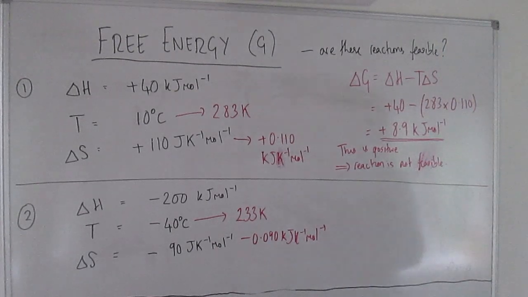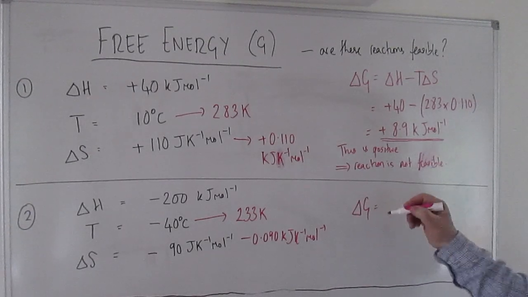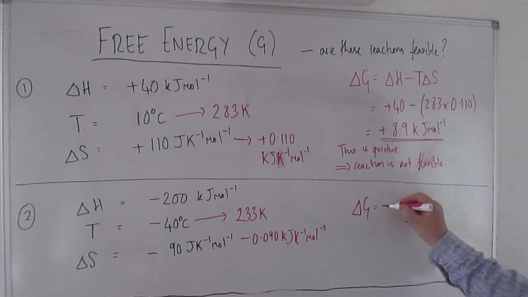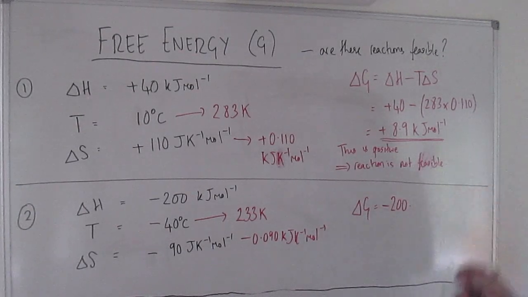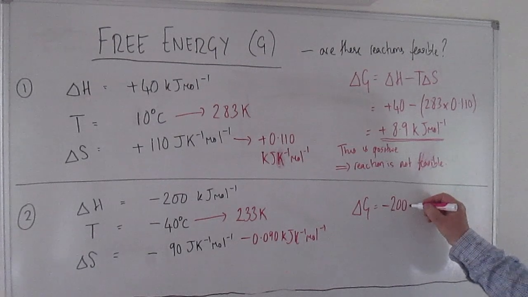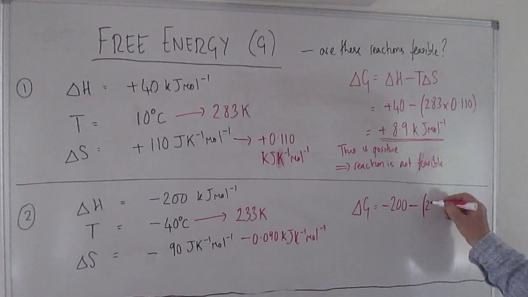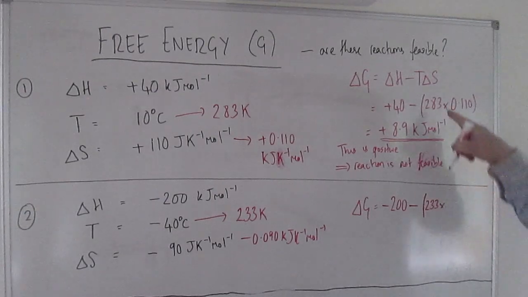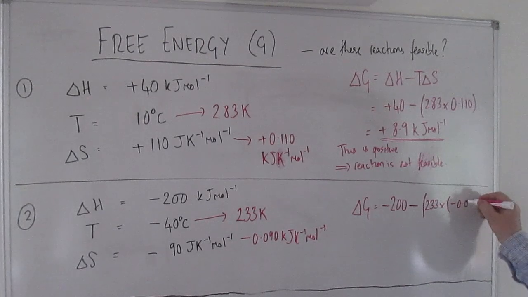Okay, so that's straightforward enough so far. Now we come to substitute them in here again. So we get delta G is equal to delta H, which is minus 200. And then we have to be careful about the signs. So if we just put in the numbers to start with, it's minus 233 times, and delta S is negative, times minus 0.090.